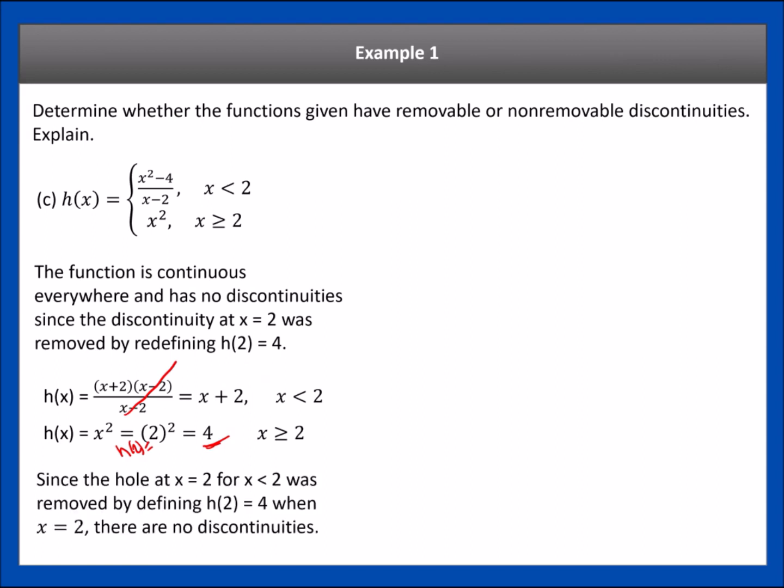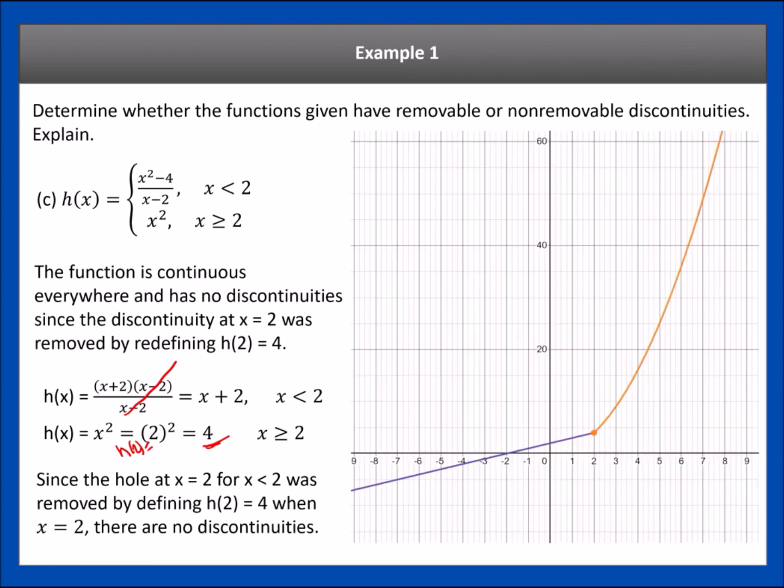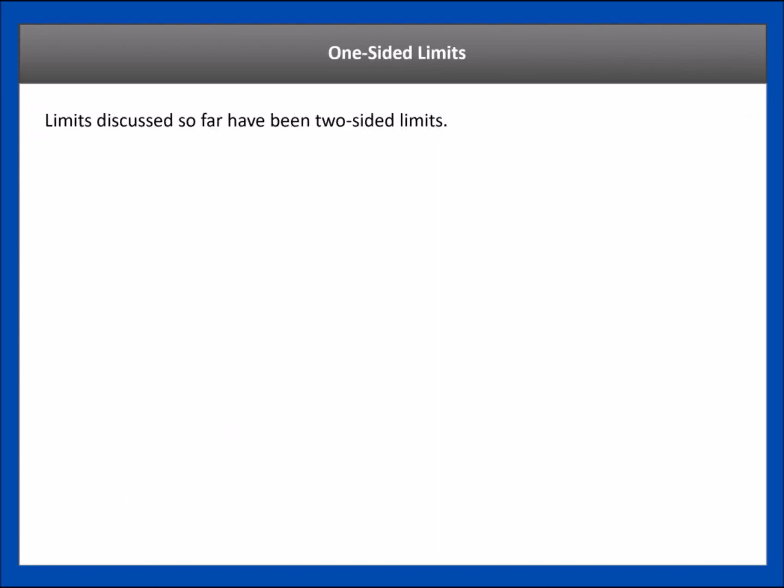So since the hole at x equals 2 is filled, it was removed by redefining h of 2 as 4, then there are no discontinuities. This was the hole that was there before, when x is 2. However, it was filled by this orange function because 2 squared is 4, and so it happens to be here, and it fills in the gap that was initially left by the blue function. And therefore, this whole thing is entirely continuous. So it's continuous for all real numbers, for all numbers on the number line here. And so there are no discontinuities.